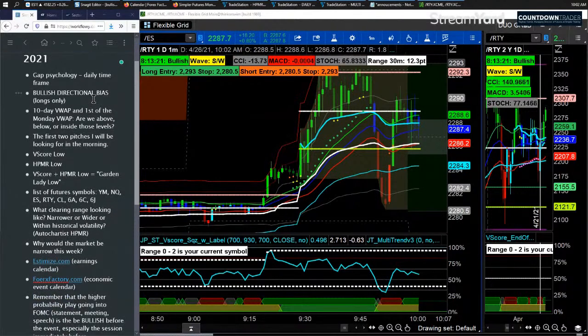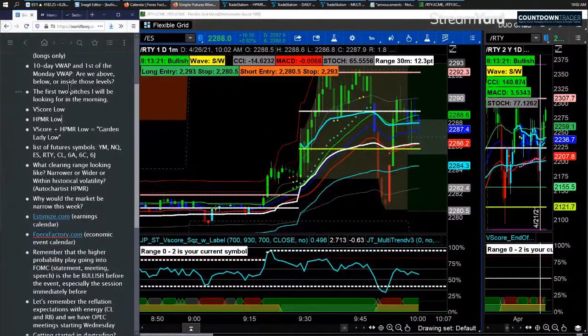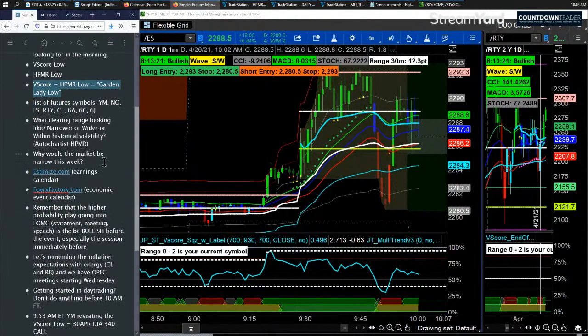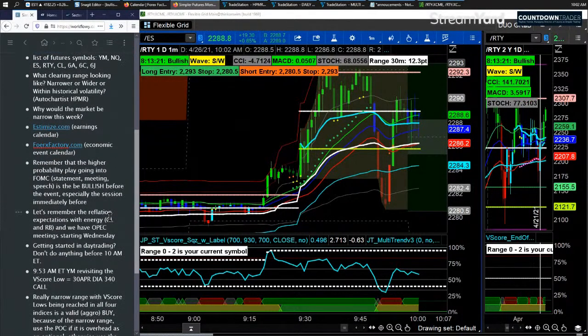So just a quick look at what we're looking for in the morning, symbols that I'll look for, the first 2 pitches of the morning, actually first 2, and you can count that as a third. That's just a combination of the other 2, but technically it's a third pitch. That is true. Clearing range considerations were narrow. What's on the economic calendar?